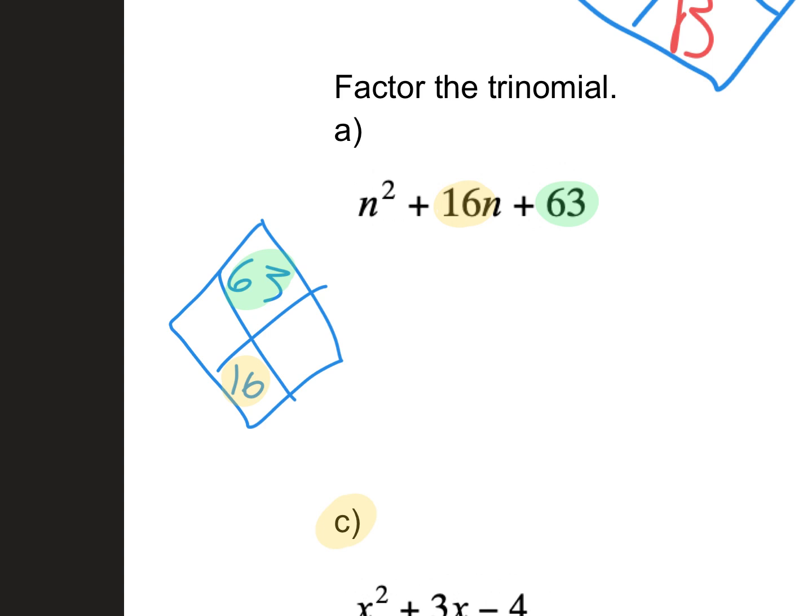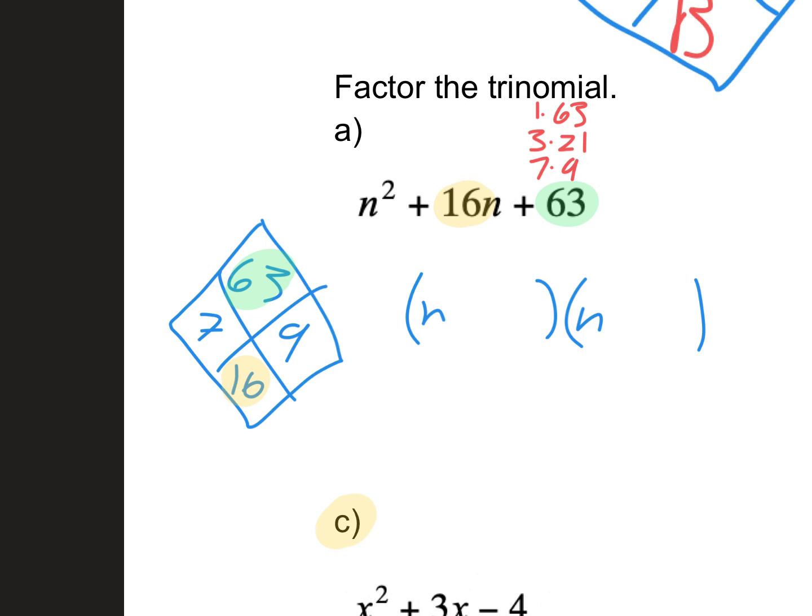So if we quickly try and figure out some factors, we get 1 times 63, 3 times 21, and then 7 times 9. If we do some trial and error, we will learn that 7 and 9 are the two numbers that we want. So in our answer, we are going to have two sets of parentheses. They will both begin with our variable to the first power. In this case, our variable is n, so both my sets of parentheses will start with n.